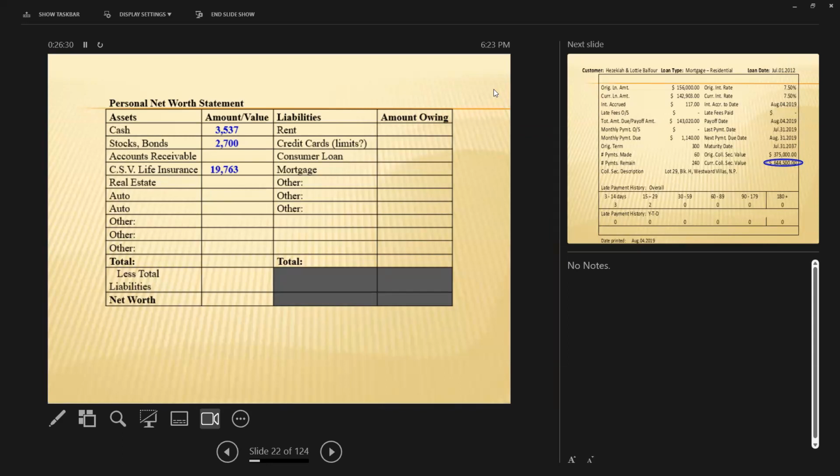$644,500. And where do we get the information? That was from the loan statement. Yes. Right. Another way to double check it.